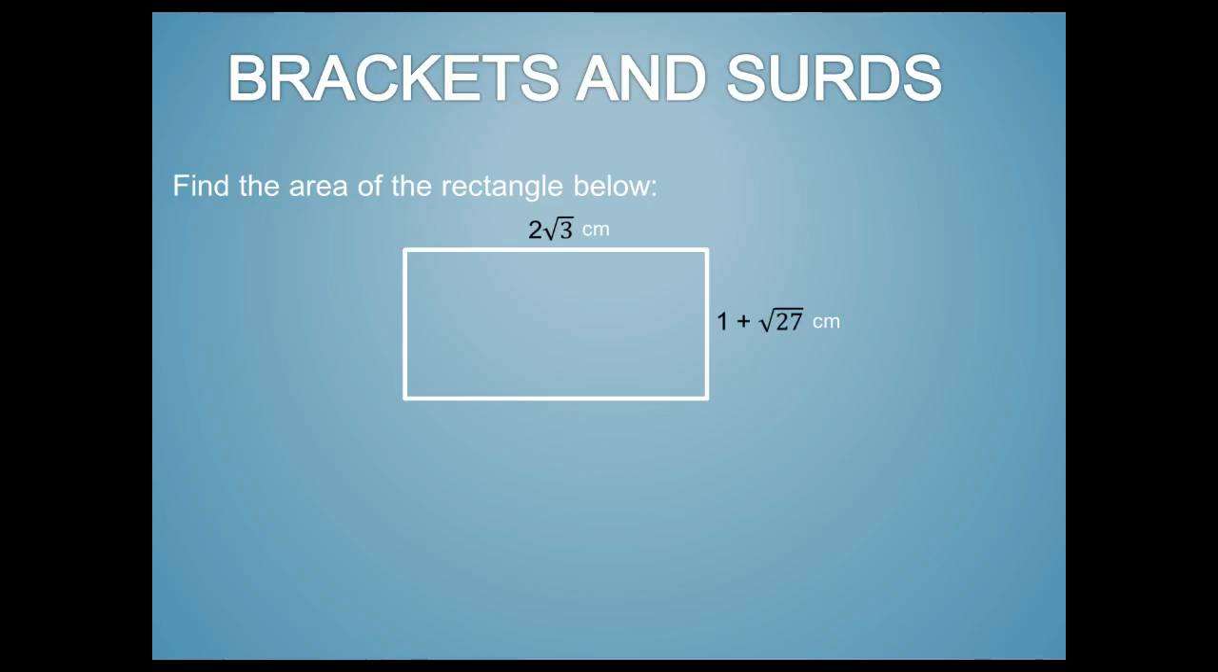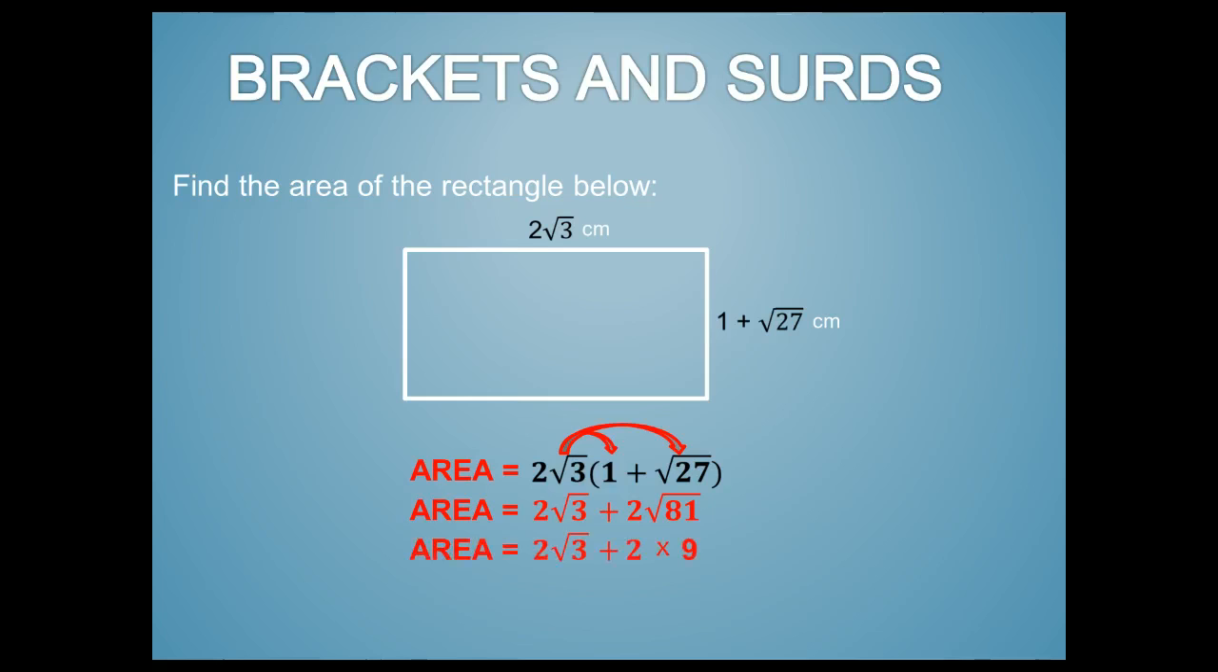Let's do another couple of exam questions. Find the area of the rectangle below. Area of a rectangle is length times breadth. You take your 2 root 3, multiply by 1 plus root 27. You multiply through there. You get 2 root 3 times 1, which gives you 2 root 3, and 2 root 3 times root 27. 3 times 27 using that rule, rule 1, you get the square root of 81. Square root of 81 is 9, and 2 times 9 is 18. So our answer becomes 2 root 3 plus 18, because we can't combine those as we need the same square root underneath both. That would be centimetres squared.